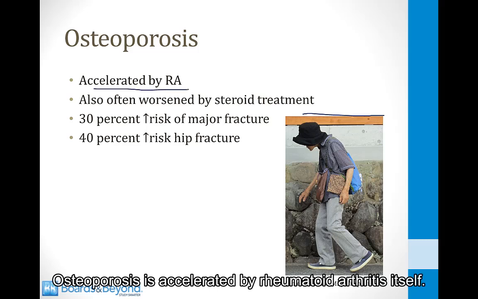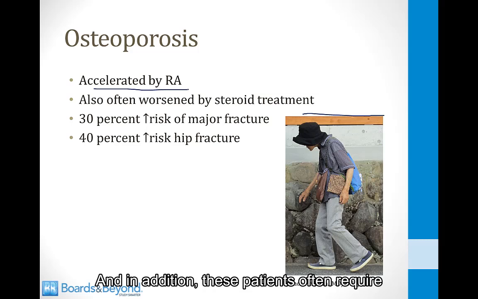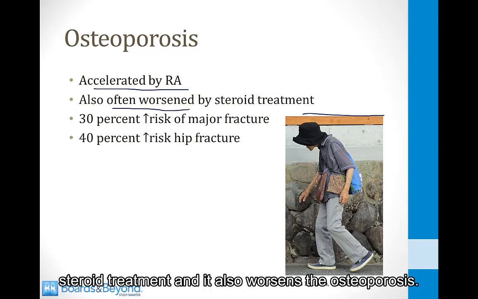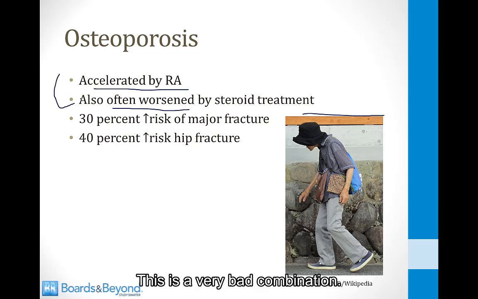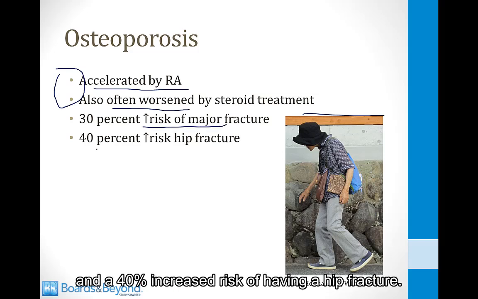Osteoporosis is accelerated by rheumatoid arthritis itself, and in addition, these patients often require steroid treatment, and that also worsens the osteoporosis. This is a very bad combination. Patients who have rheumatoid arthritis have a 30% increase in risk of having any major fracture and a 40% increased risk of having a hip fracture.